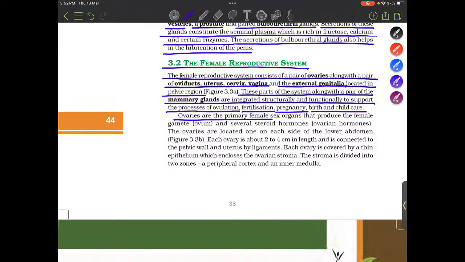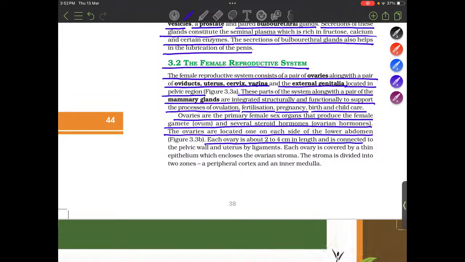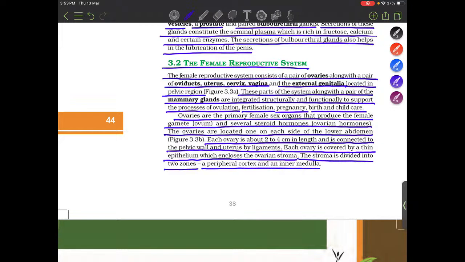Ovaries are the primary female sex organs that produce the female gamete, the ovum, and several steroid hormones, the ovarian hormones. The ovaries are located one on each side of the lower abdomen. Each ovary is about 2 to 4 cm in length and is connected to the pelvic wall and uterus by ligaments. Each ovary is covered by a thin epithelium which encloses the ovarian stroma. The stroma is divided into two zones, the peripheral cortex and the inner medulla.